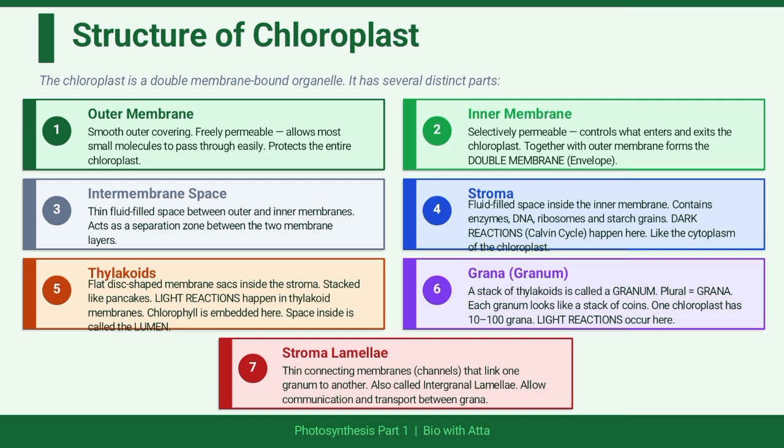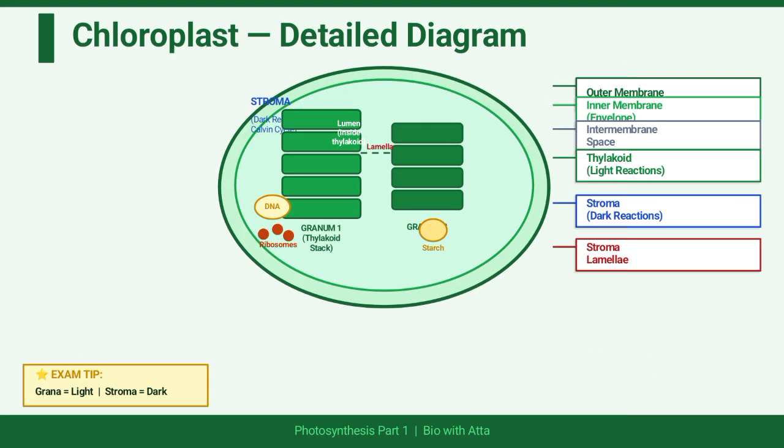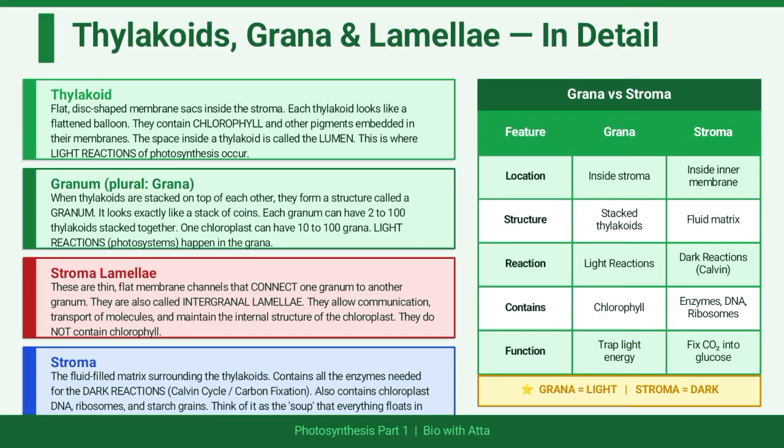Number 6, the grana. When thylakoids are stacked on top of each other, they form a structure called a granum. The plural of granum is grana. Each stack looks like a pile of coins. Number 7, the lamellae. These are connecting membranes, thin channels that connect one granum to another granum. They are also called stroma lamellae or intergranal lamellae.